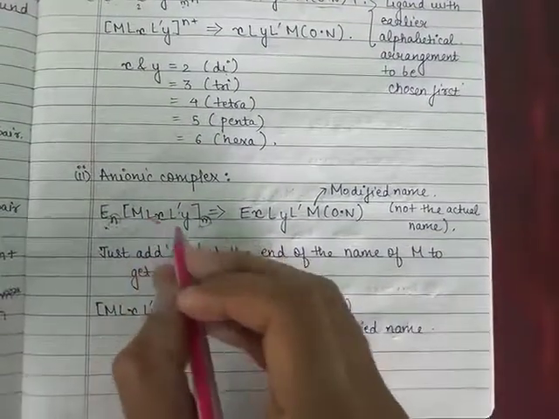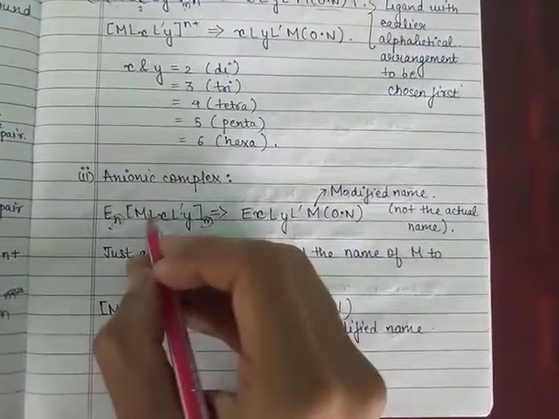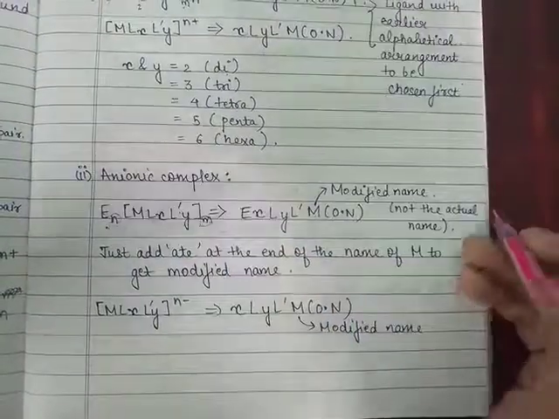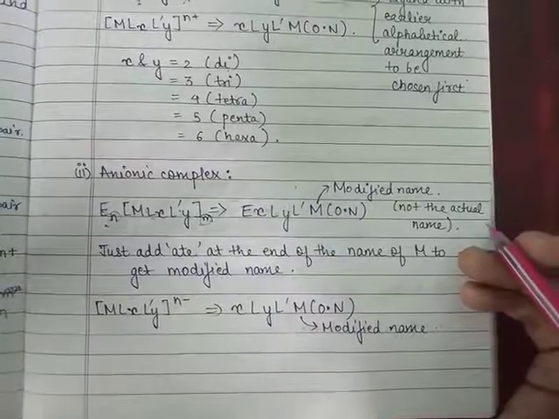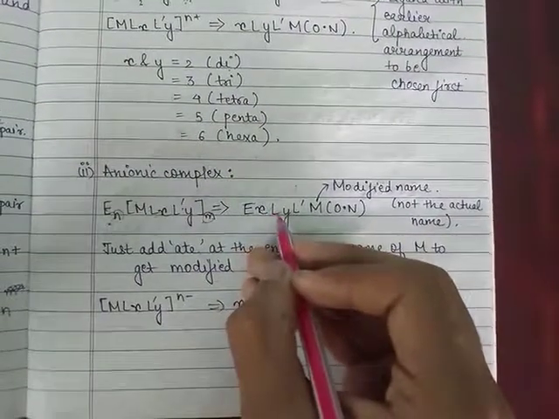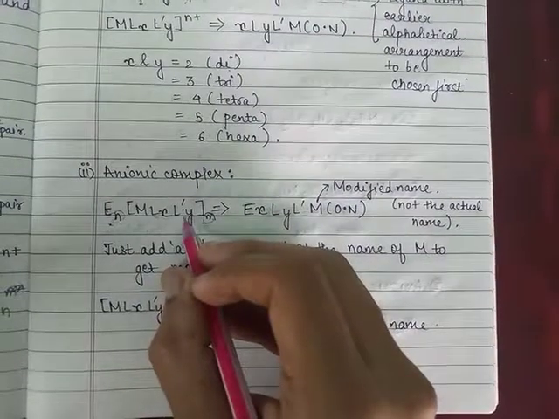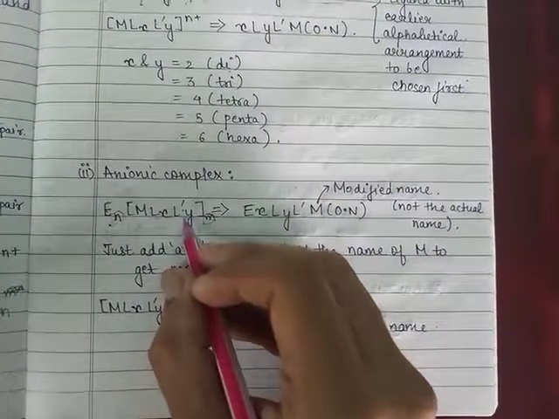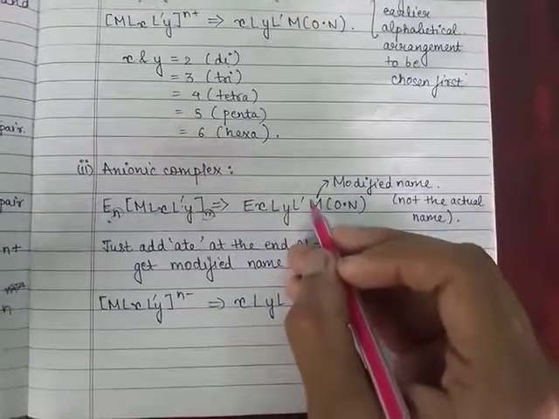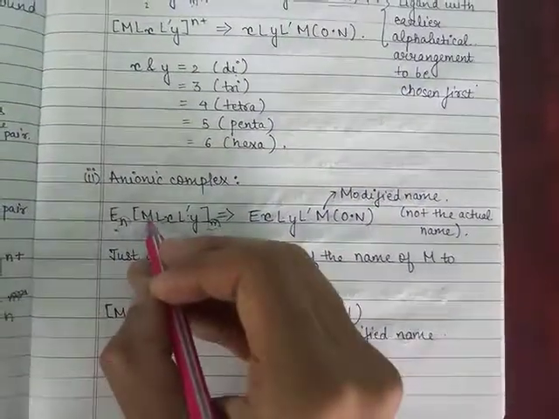Say it is L over here. Then X, as we already know, X, di, tri, whatever. Or if the di or tri is already present in the name of the ligand, then bis, tris, like that. X, the name of the ligand L. Then the next ligand in the next alphabetical arrangement, Y, L dash, its name. Then the central metal atom name.